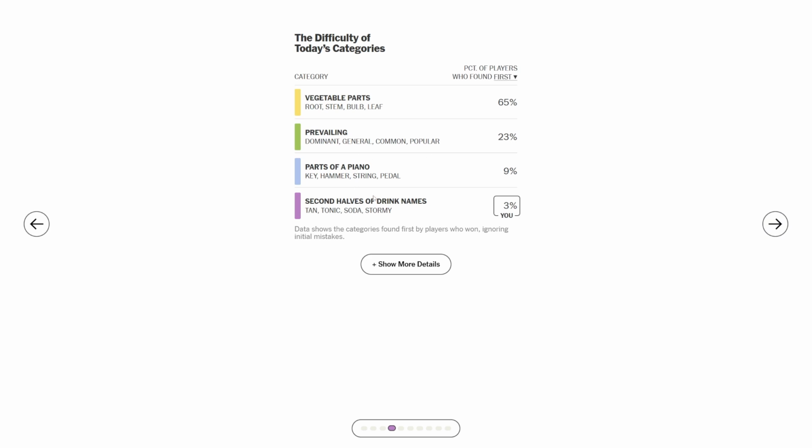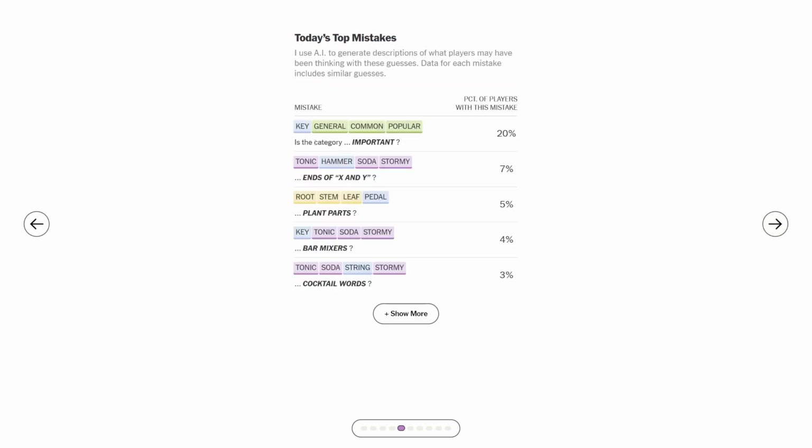Prescribed order here. Important. Oh, key. Yeah, that makes sense. Luckily, I saw the piano one before that. Ends of X and Y, so like gin and tonic, arm and hammer, dark and stormy, maybe. And then I can't think of a single drink that has soda in it, like whiskey and soda. Plant parts, including pedal. That's not the correct spelling of that. It's a homophone. Bar mixers, including key. Interesting. Okay, these are all very low.